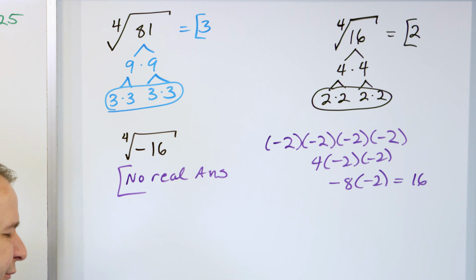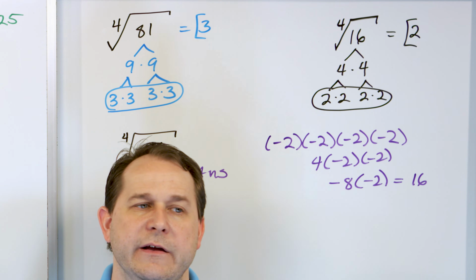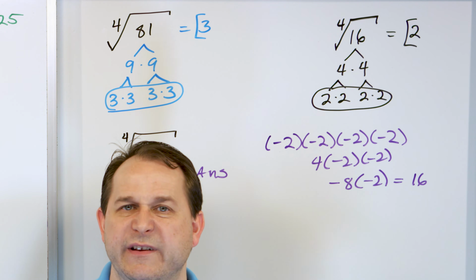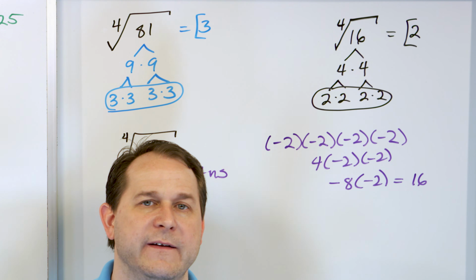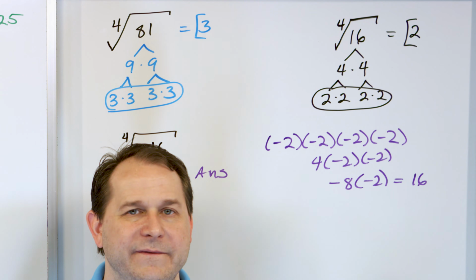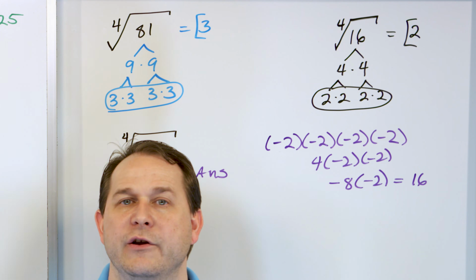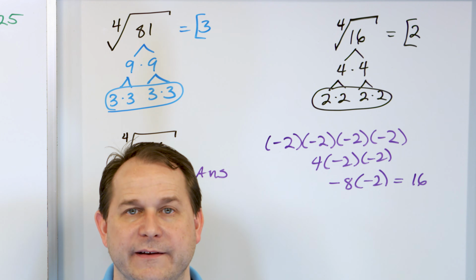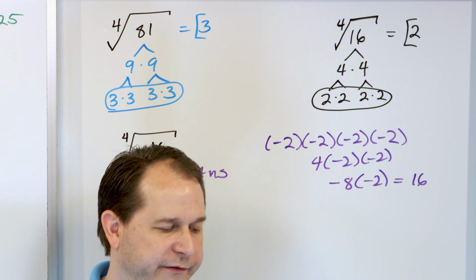So what I was trying to say before is what I'm going to say again and again. Square roots of negative numbers don't exist. Fourth roots of negative numbers don't exist. The pattern continues. Sixth roots, eighth roots, 10th roots of negative numbers don't exist. But cube roots of negative numbers do exist. Fifth roots, seventh roots, ninth roots, all of the odd number ones also exist.